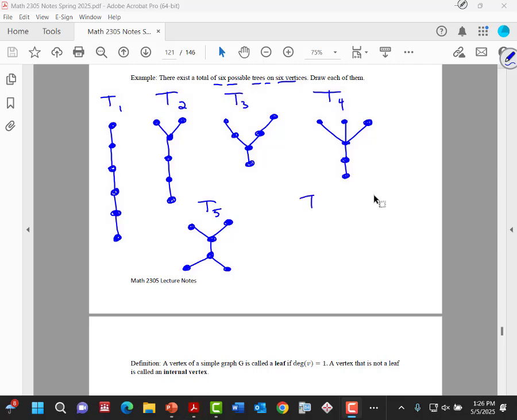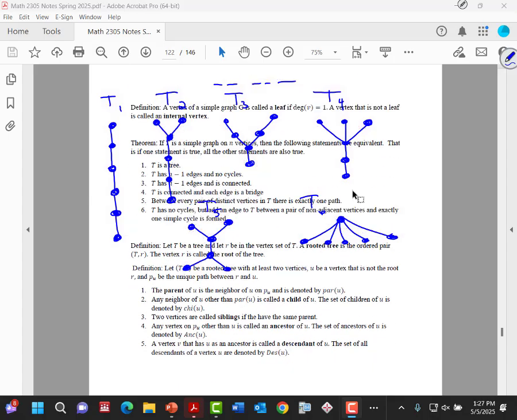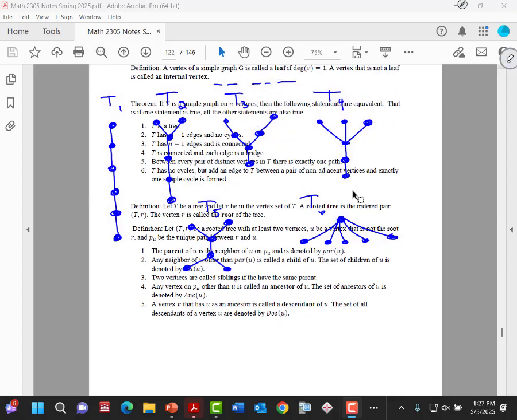And then lastly, T6. And so these are all of the 6 possible trees on 6 vertices. Now, let's slide and take a look at several definitions.